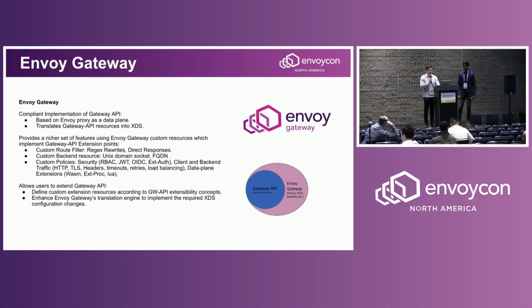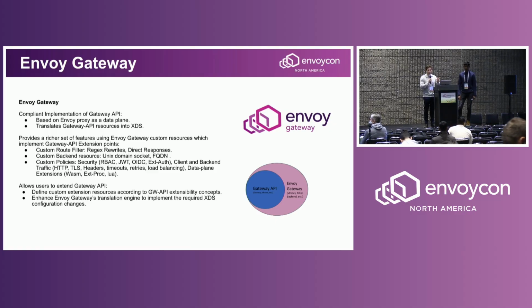However, Envoy Gateway also adds many more features on top of what is currently supported in Gateway API using those previously mentioned extension points. So for example, in Envoy Gateway, you can implement a regex rewrite using a custom route filter. You can route to a Unix domain socket endpoint using a custom backend resource. And Envoy Gateway also offers a variety of policies spanning topics like security, management of client and backend traffic, and even data plane extensibility. So allowing you to add features like JWT validation, tuning protocol parameters, configuring load balancing policies, and even adding your own extension filters like WASM filters.